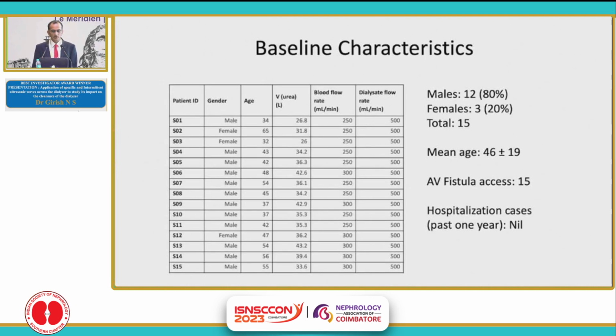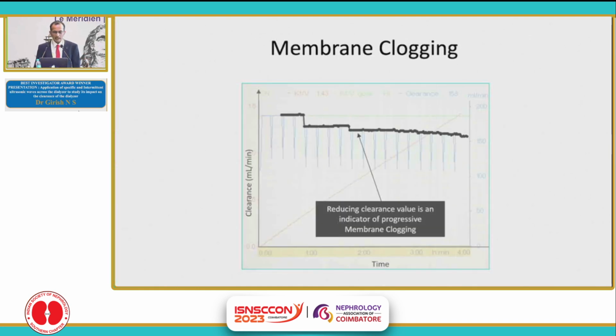So these were the baseline characteristics. I have just abbreviated them. Most of them were males, around 12, and females were 3. Mean age was about 46 years and all of them had fistulas, and of note, none of them had any significant hospitalization episodes in the last 1 year. The only thing that can explain this reduction in clearance values as the dialysis session progresses is the membrane clogging, which I described in the earlier slides.